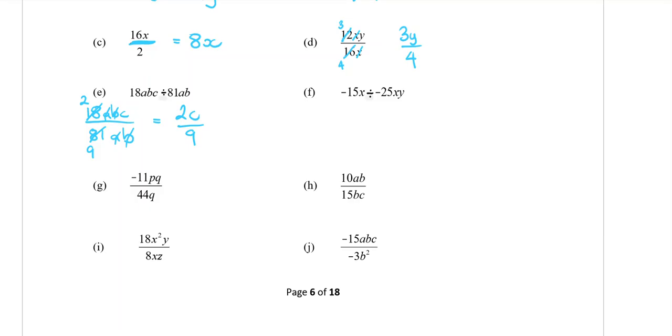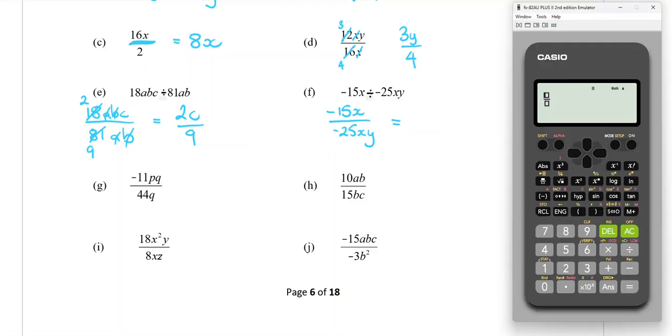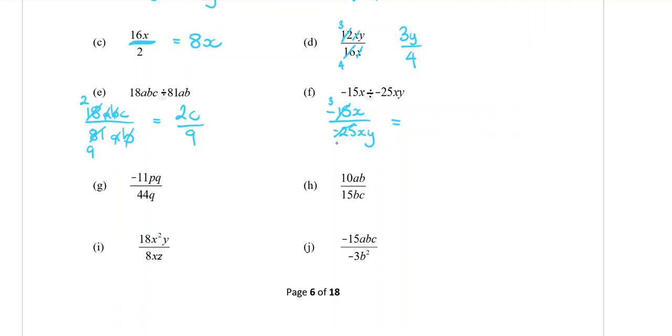F, minus 15x and divide by minus 25xy. Well, again, those numbers are not going to divide nicely, so let's put it as a fraction. Minus 15x over minus 25xy. So let's use the fraction again on the calculator, and we will type in just the numbers. We type minus 15 on the top and then minus 25 on the bottom, and you'll see that the minuses cancel out and we are left with a 3 on the top and a 5 on the bottom. We can also cancel the x with the x, and what's left is just a 3 on the top and a 5 and the y on the bottom.